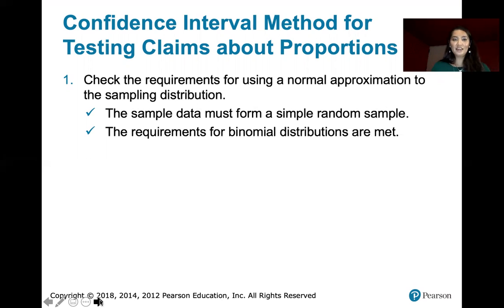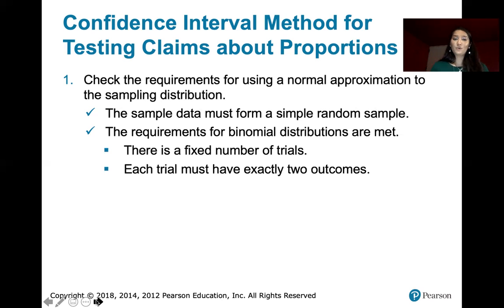The second requirement is that the requirements for a binomial distribution must be met. The first is that we have to have a fixed number of trials. Now, the number of trials typically is the same as the sample size. So each individual that you're surveying, if you're talking about a proportion of individuals believing some idea, constitutes a trial. So as long as we're keeping that sample size fixed, at least that first requirement for a binomial distribution is met.